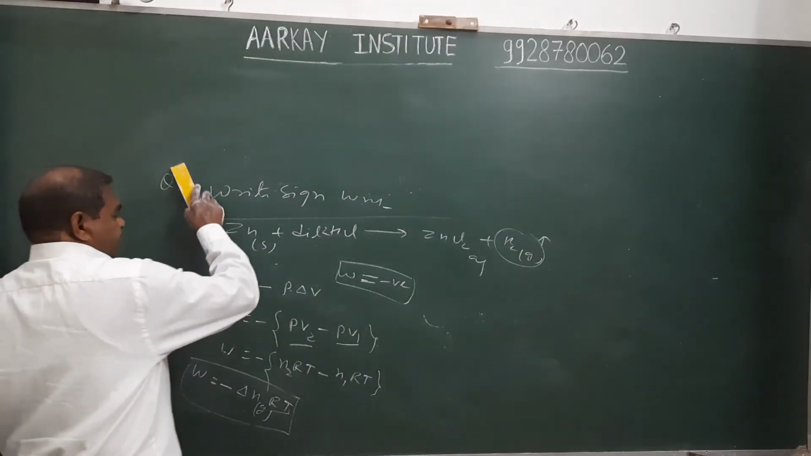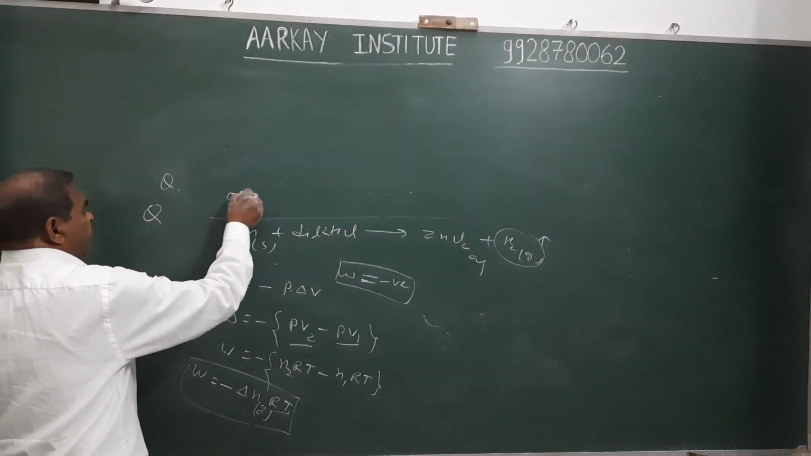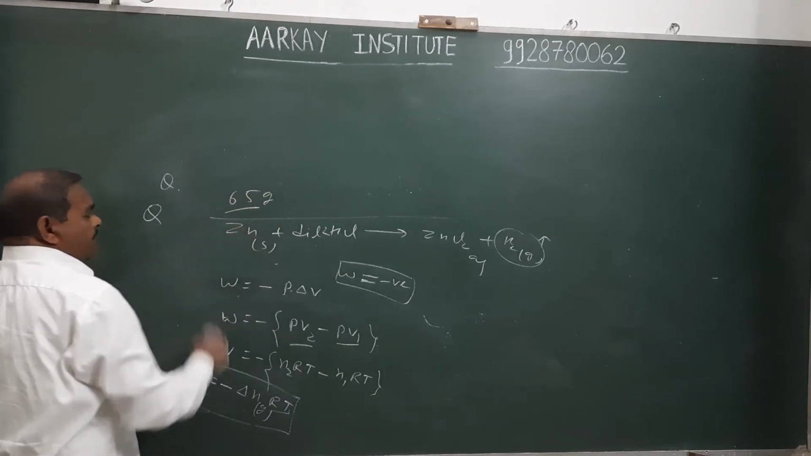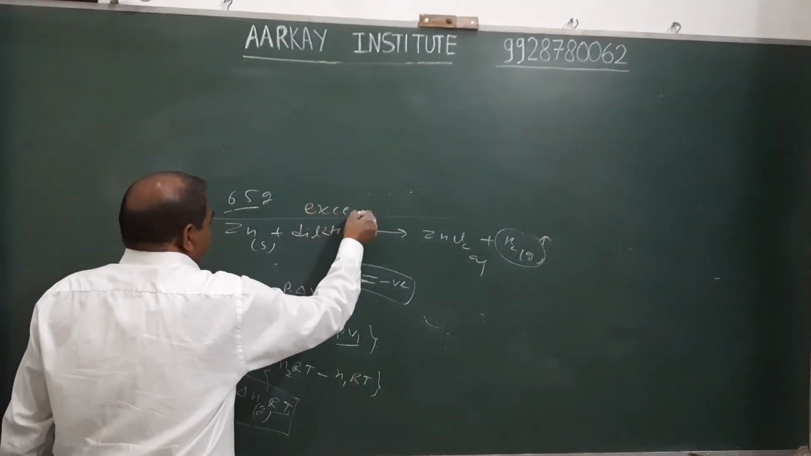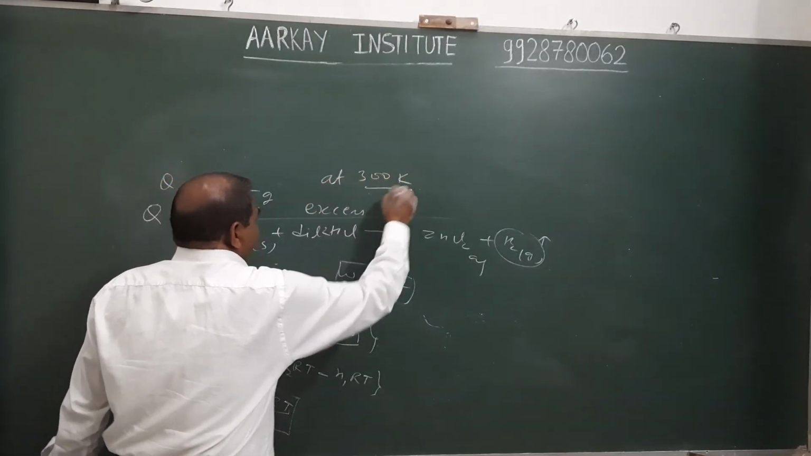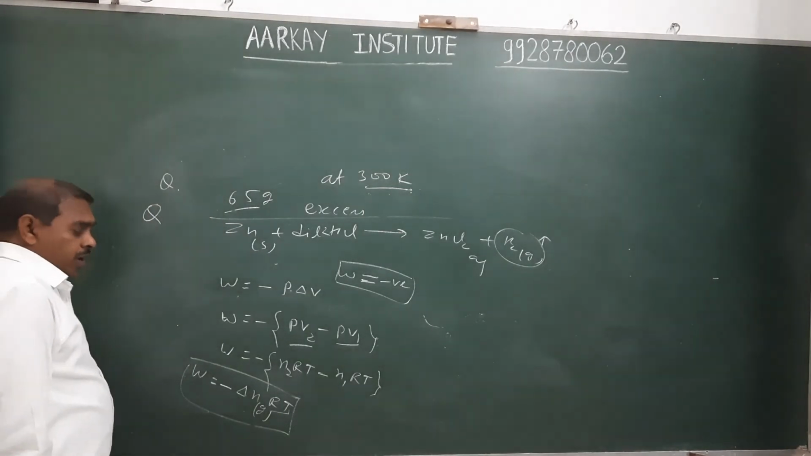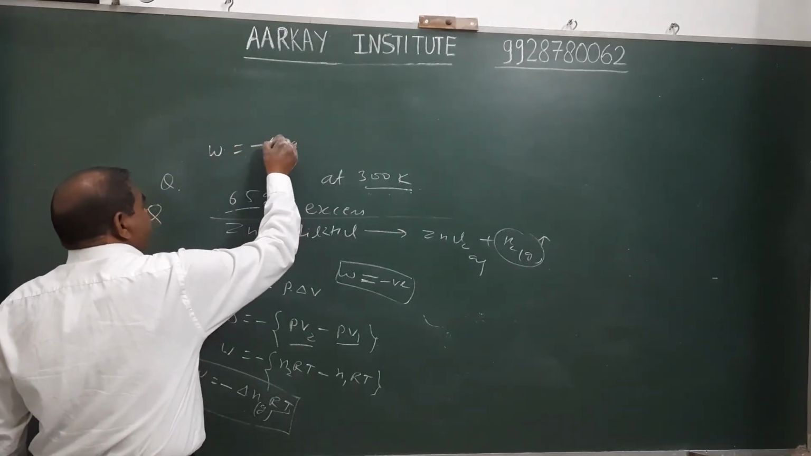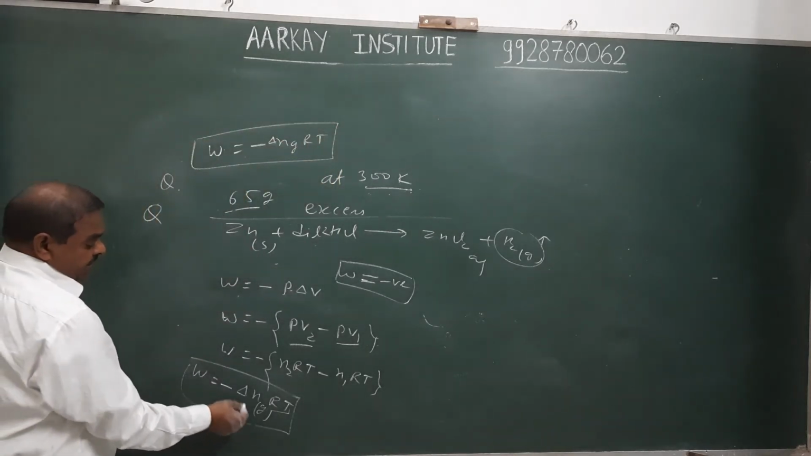Next question, a simple question. When 65 gram zinc, its atomic mass is 65, reacts with excess of HCl at 300 Kelvin, then calculate the work during this chemical reaction. For a chemical reaction, the work equals minus delta Ng RT. In case of a chemical reaction, the work is minus delta Ng RT.